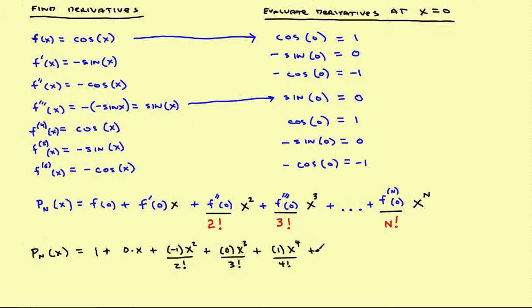Then I'll get the fifth term. So the fifth derivative would be 0. So this one's going to be 0 times x to the fifth divided by 5 factorial. And finally, let's go ahead and put the sixth one on here. The sixth one would be negative 1. So I've got a negative 1 times x to the sixth divided by 6 factorial.